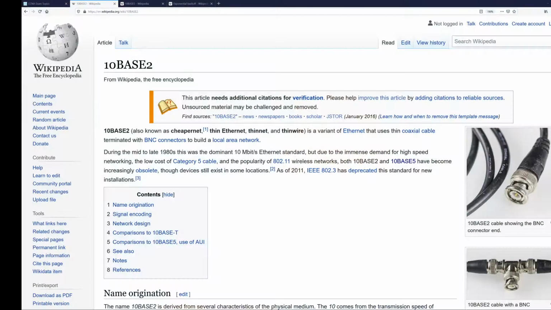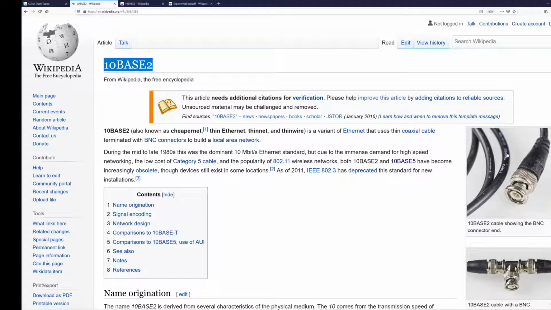It was a coaxial cable, much like the RG cable that connects to your cable TV. Okay, it was known as Thinnet. 10Base2 is one of the IEEE standards for Ethernet, and it was 10 megabits per second. You can see a picture of a connector here. This connected into a T connector, so this cable connected in here, and this T connector connected into the network interface card on a computer.